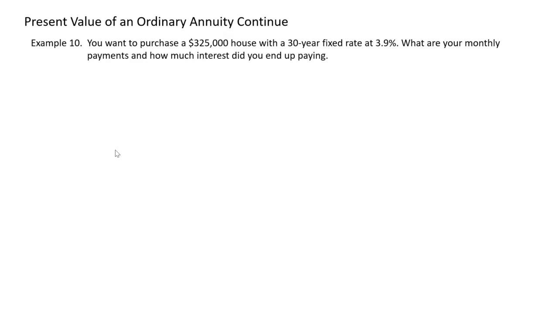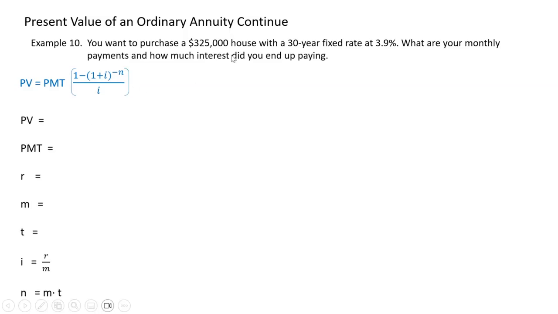You want to purchase a house that costs $325,000 with a 30-year fixed rate at 3.9%. What are your monthly payments and how much interest did you end up paying? Again, same formula as before, the present value of an ordinary annuity formula. We're looking for the payment. This is the money that you borrowed from the bank, the $325,000. The interest rate is 3.9%.